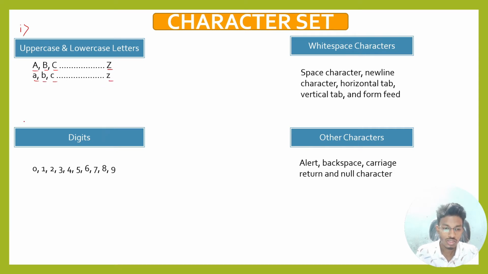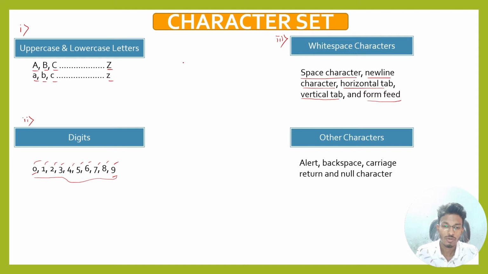After that we come to the second point, your digits. In digits we use 0 to 9. These are 10 digits, starting from 0. And we use some white space characters, which is the third point, like your space character, your new line character, your horizontal tab, the vertical tab and form feed. All this comes under the white space characters.